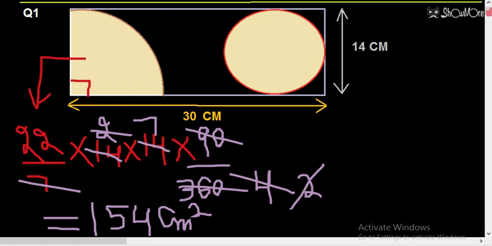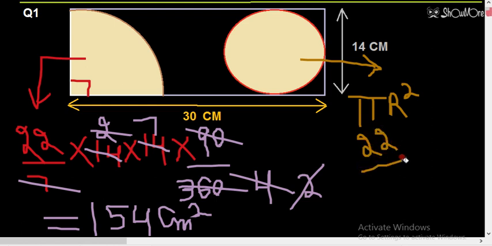Now we are left with the area of this circle. So area of this circle is pi r square. The value of r is 7 for this circle. So we have to find this area. So pi r square, 22 by 7 into radius 7 into 7.